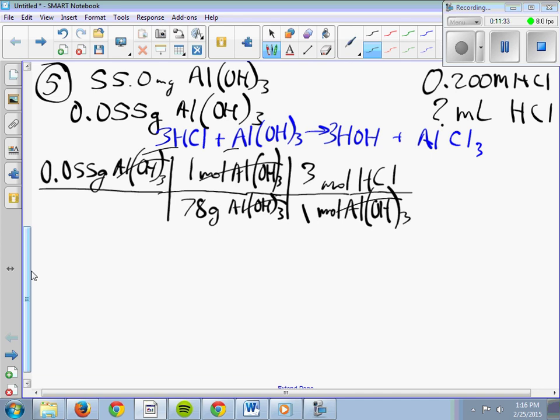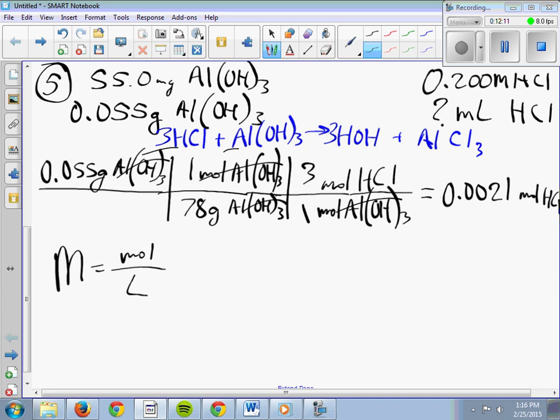And I think, since we're looking for milliliters, I'm going to do the same thing I did last time. I just want to get the moles of HCl, and then I'll use the definition of molarity to get it. So 0.055 times 1 times 3 divided by 78 is equal to 2.1 moles of HCl. There's an L in there somewhere. And the definition of molarity is moles per liter. And we're looking for liter.